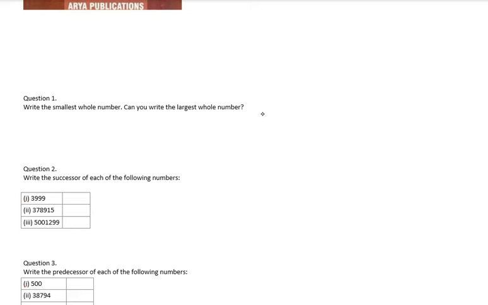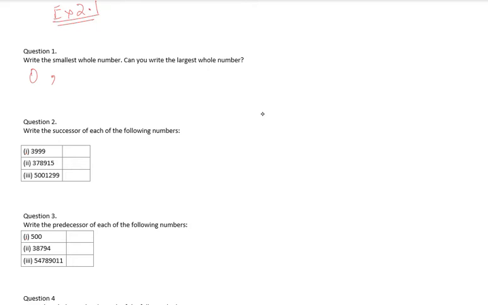So, this is exercise 2.1 of the chapter whole numbers. Question number 1 is write the smallest whole number. As I just told you, the whole numbers start with 0, right? 0 is the smallest whole number. And can you write the largest whole number? That is never ending. These whole numbers are never ending, so we cannot predict the largest whole number. We can sometimes refer to it as infinity. So, can you predict? The answer is no.